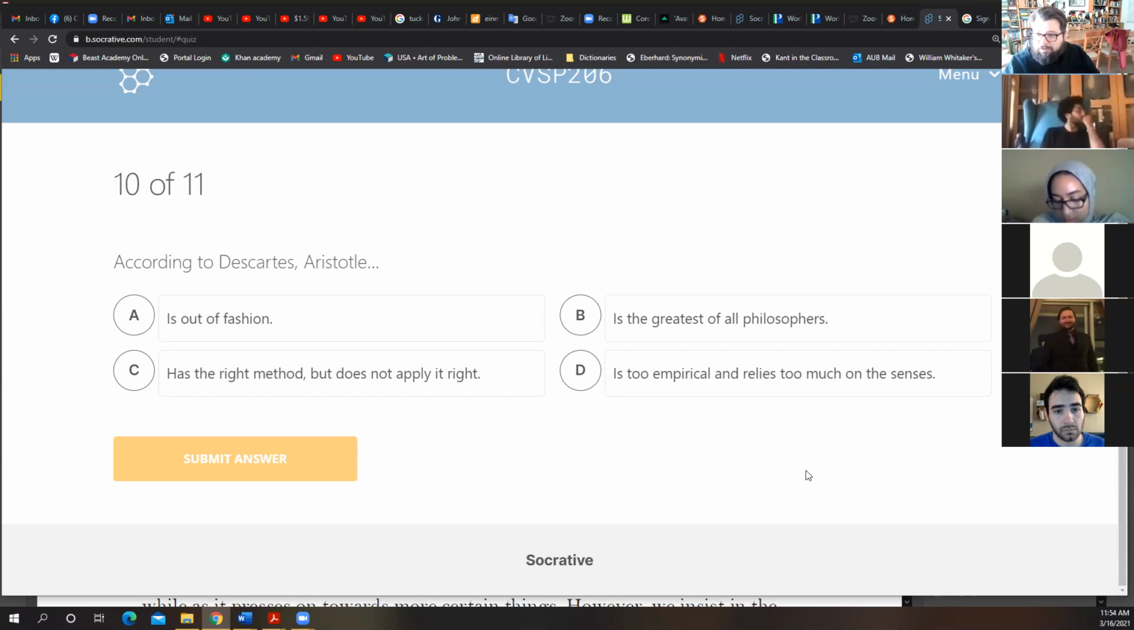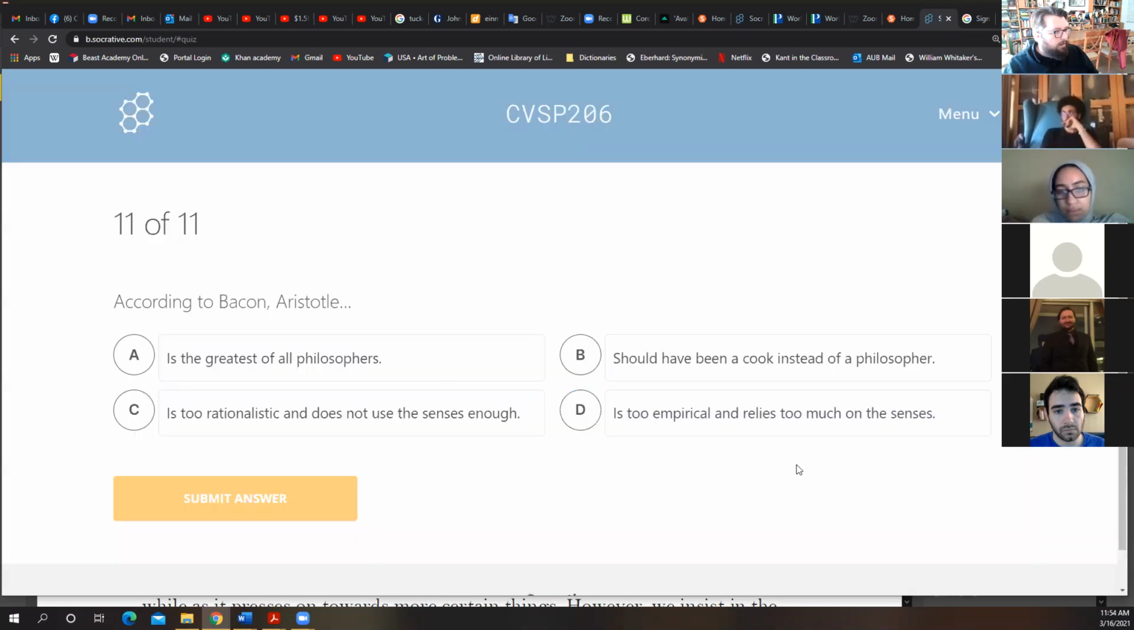So perceptual illusions are things that we need to use logical reasoning to solve, according to Descartes and so on. So too empirical and relies too much on the senses. According to Bacon, Aristotle is the greatest of all philosophers. No. Should have been a cook instead of a philosopher, is too rationalistic and does not use the senses enough, or is too empirical and relies too much on the senses?